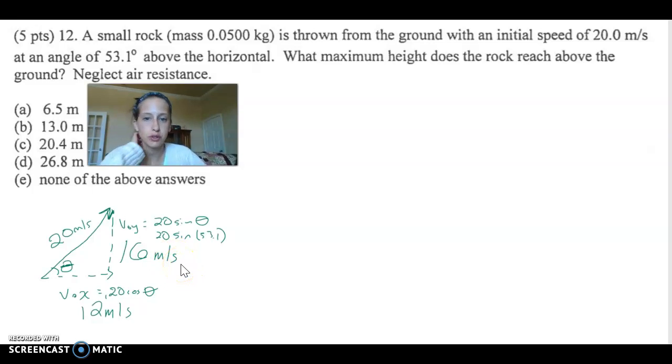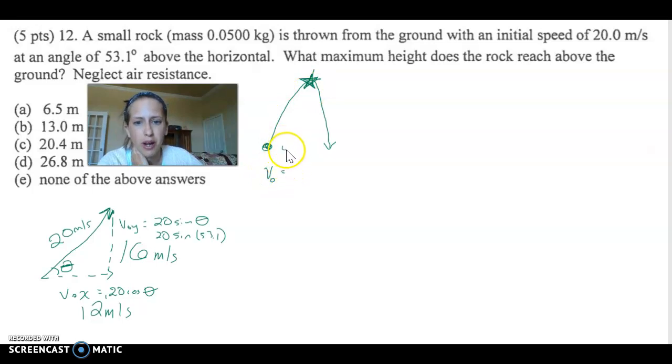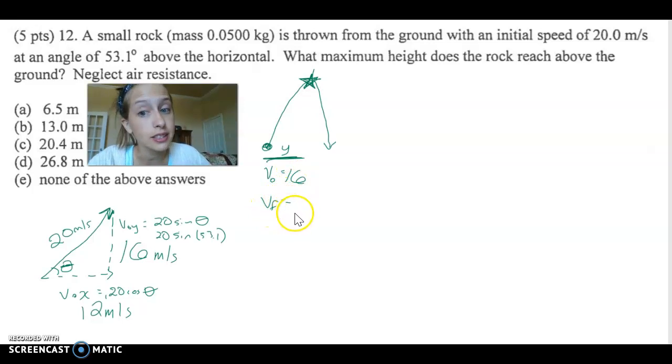Now that we have useful stuff, let's see how useful it is. We've got a rock. We're going to go up and back down. We want to figure out how high it gets. So let's start from the ground and then go to here and call that the end of our journey. So our initial velocity, let's do the y direction because that's useful. In the y direction, our initial velocity is 16.